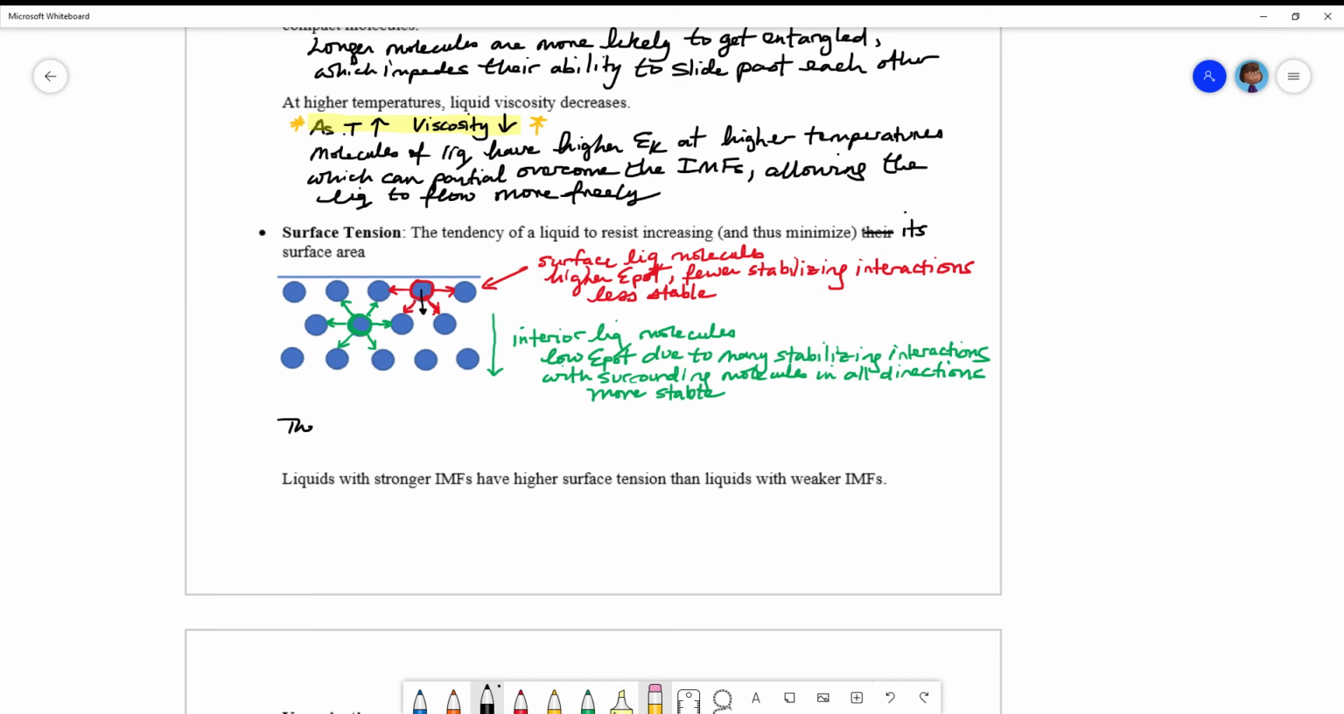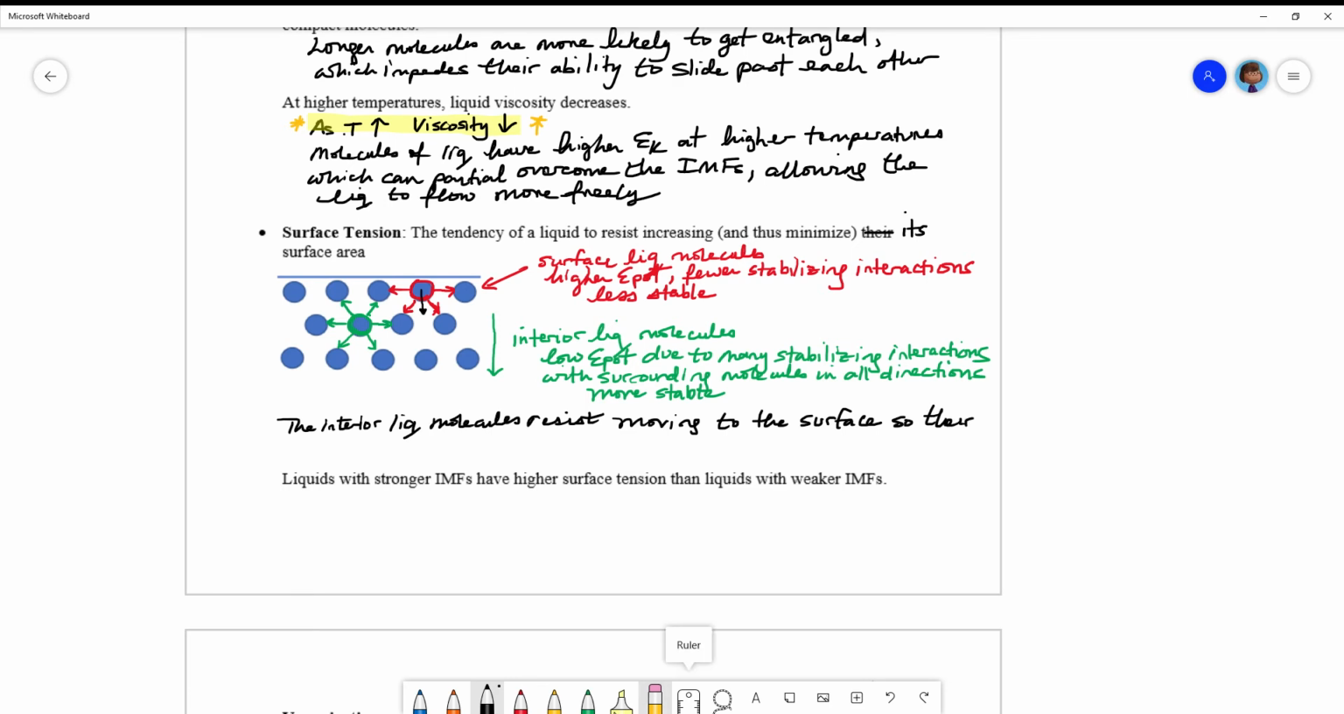So I'm going to just say the interior liquid molecules resist moving to the surface. And this means that a liquid works to ensure that there are as few surface molecules as possible, which gives a liquid the minimum possible surface area.